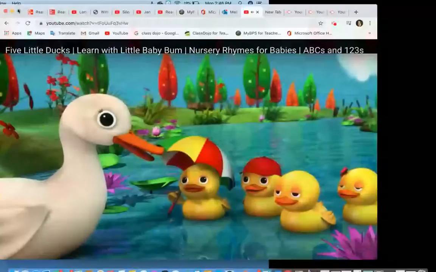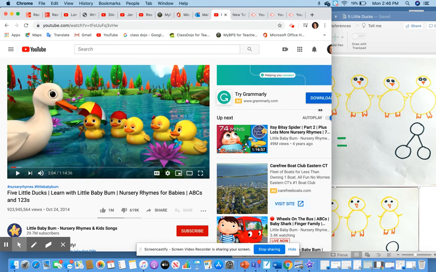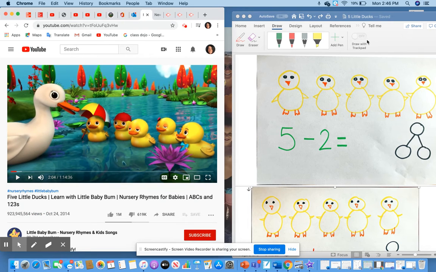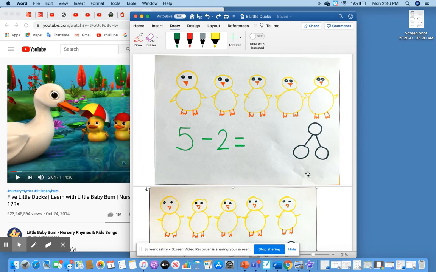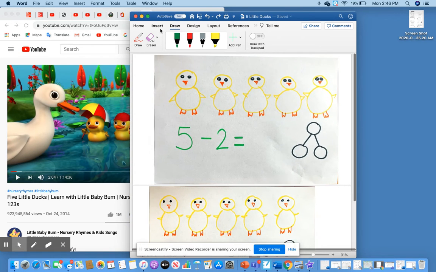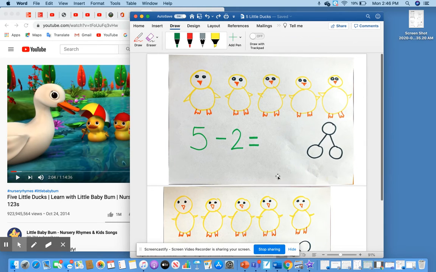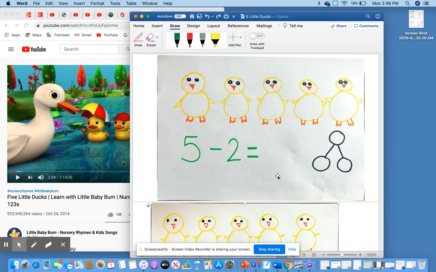Okay, so now we got to see how those five little ducks swam away and how we lost some of the ducks every time they went away. Now we are going to take a look at a picture that is going to help us solve this problem. Mrs. Huber drew a picture of some ducks. Let me make it a little bit bigger. Down below, this is a number sentence. Let's read the number sentence.